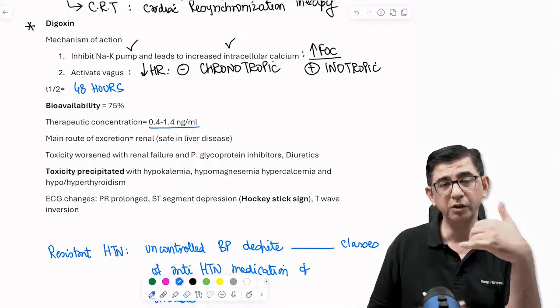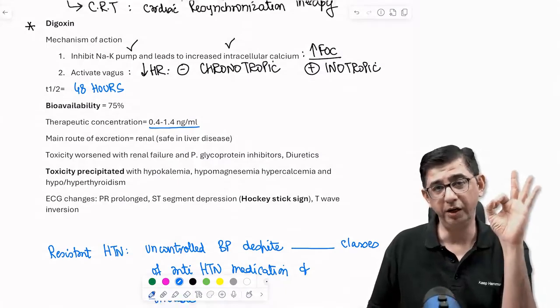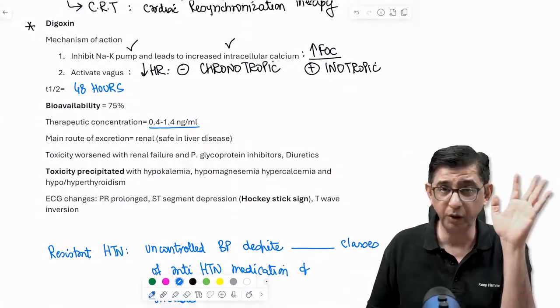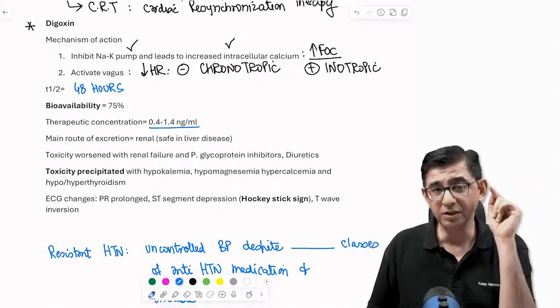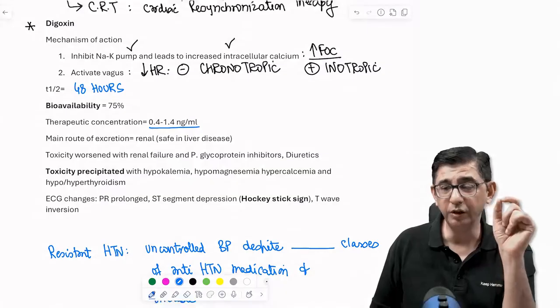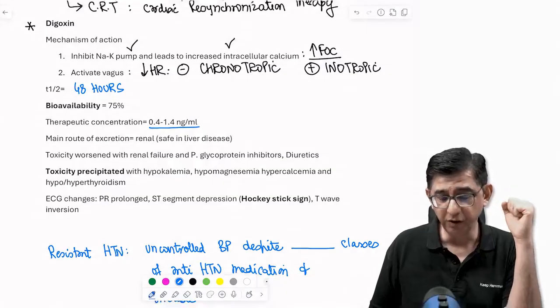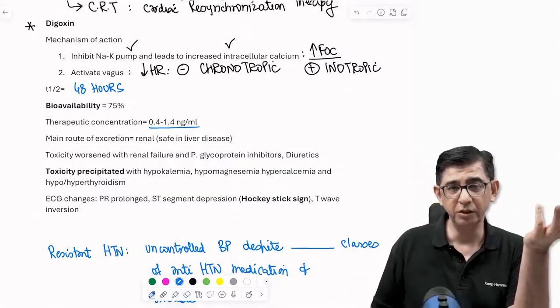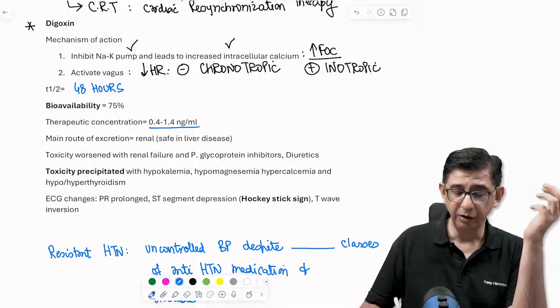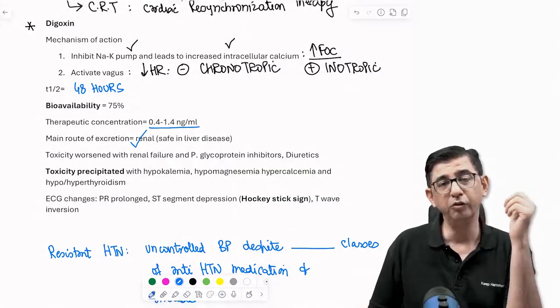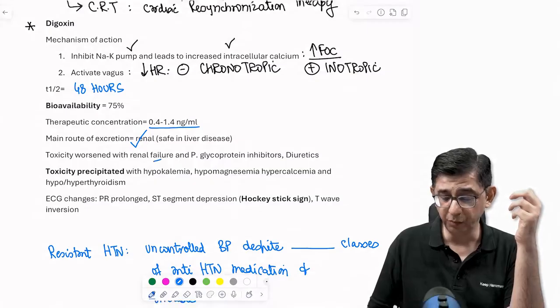But once the drug levels will go beyond this range, then zero order kinetics would come. That is, you will not get therapeutic benefit, rather you will be getting side effects, and those side effects are the key reason why we are talking about digoxin at this moment before I describe the topic of cardiomyopathy. The bioavailability is about 75%. The drug is excreted by the kidney, and therefore if the kidney will fail, the drug levels would be elevated.